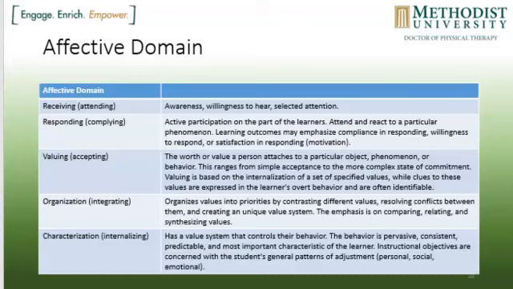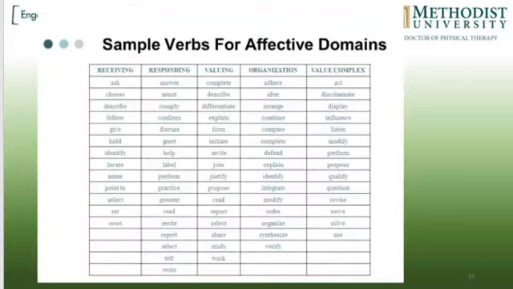And within the affective domain, here are some definitions throughout the taxonomy. So, receiving, so having an awareness or willingness to hear. Responding is active participation on the part of the learner. Valuing is the worth or value you attach to a particular occurrence. To organization and characterization. And here are some sample verbs from the affective domain, going from the lowest level taxonomy on the left to the highest level taxonomy on the right. And these can be utilized when setting behavioral objectives.